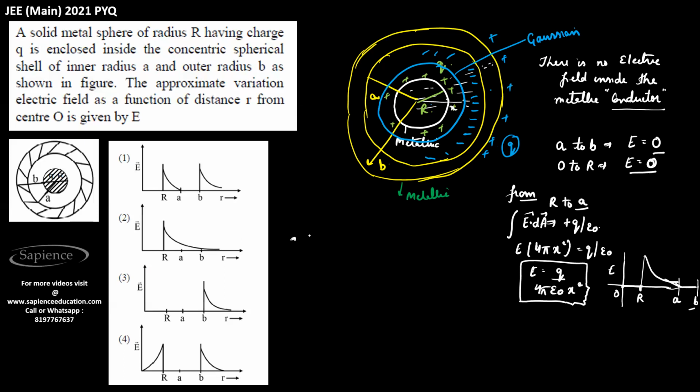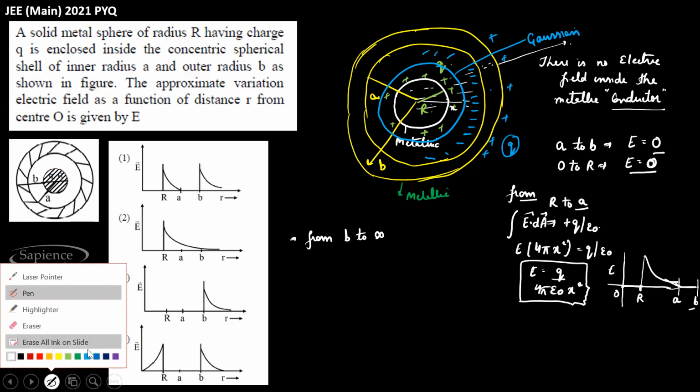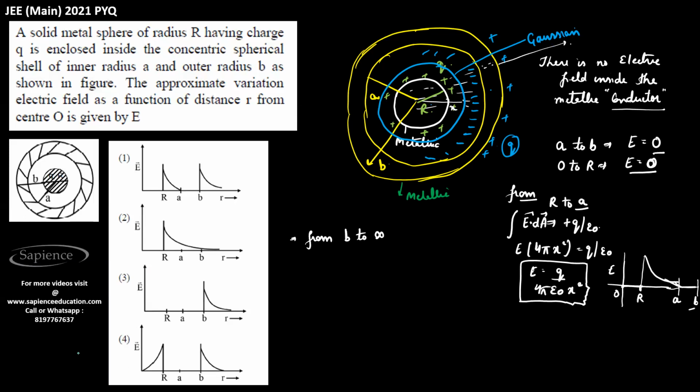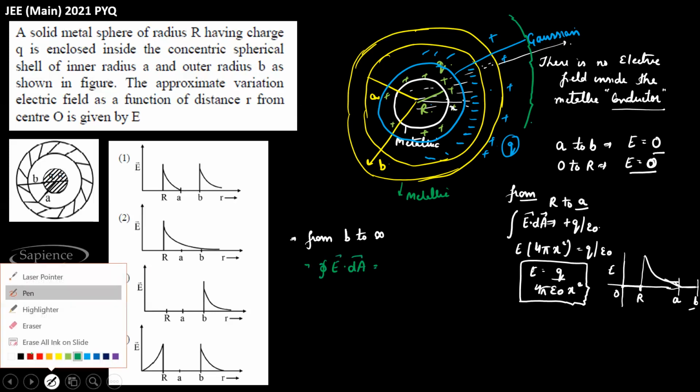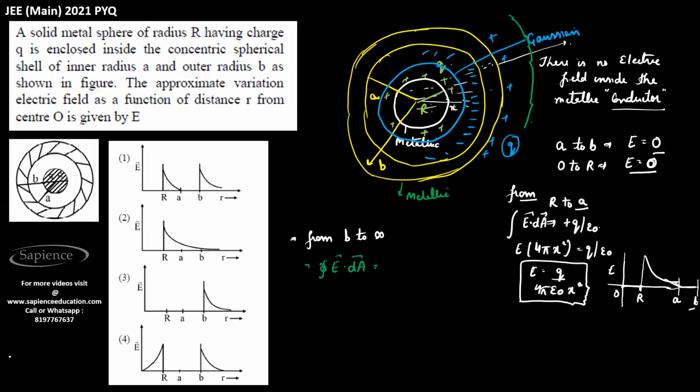Now, for the electric field from region B to infinity, that is further than this. In that case, if I assume a Gaussian surface, the integral of E dot dA should be equal to the net charge. If this is positive and this is negative, plus q and minus q will nullify, and the only charge left will be plus q by epsilon naught.